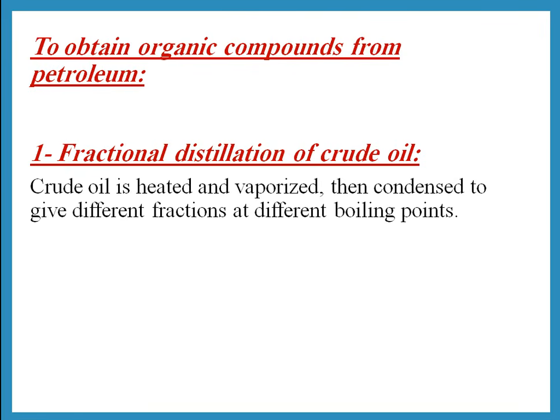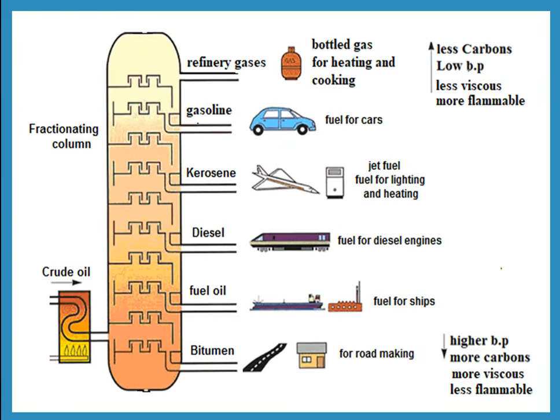Okay, you should remember that all organic compounds are obtained from petroleum. This is done by, first of all, fractional distillation of petroleum or crude oil. So the crude oil is heated and vaporized and then condensed to give different fractions at different boiling points. If you remember from O level, we heat the crude oil, pass it into a fractionating column or a fractionating tower, and the different fractions are cooled and condensed at different boiling points. The one at the top is the one with the lower number of carbons, lower boiling point.